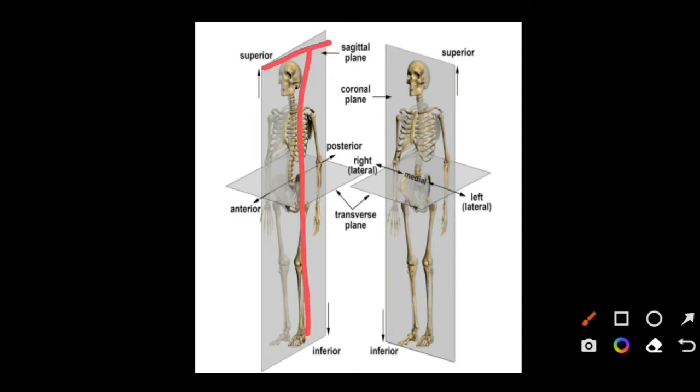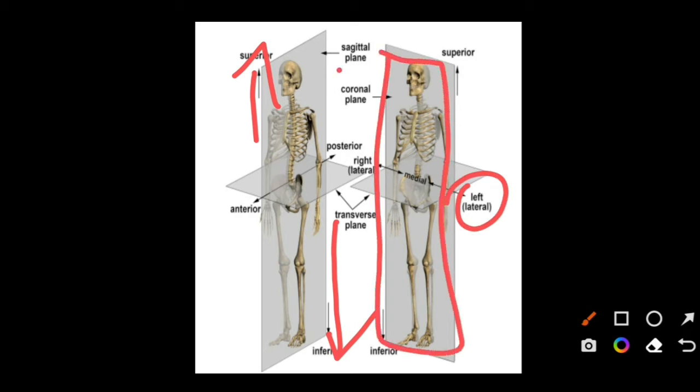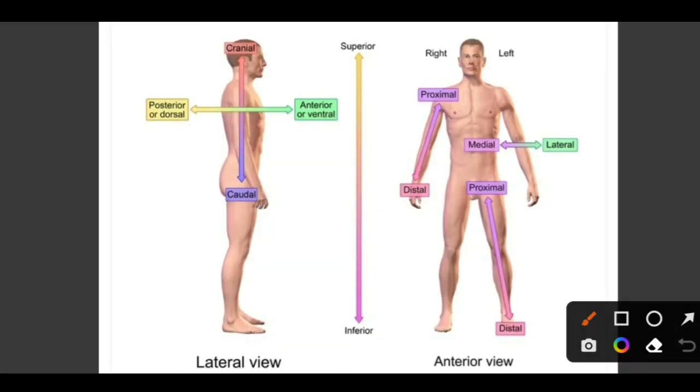This is sagittal plane. The above part is superior and the lower part is inferior. The line which are away from the midline are lateral, and this plane is coronal plane, which means it divides the body into posterior and anterior. This part caudal, which also means inferior.